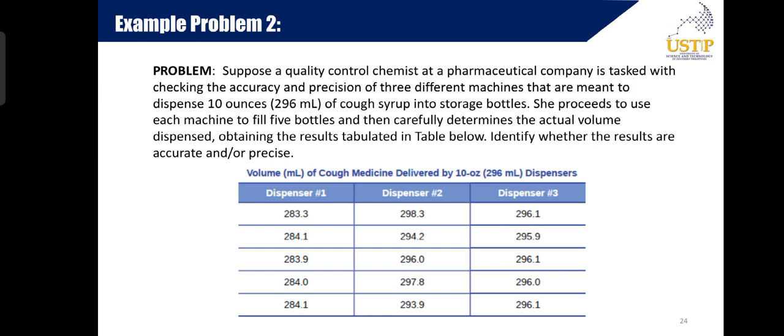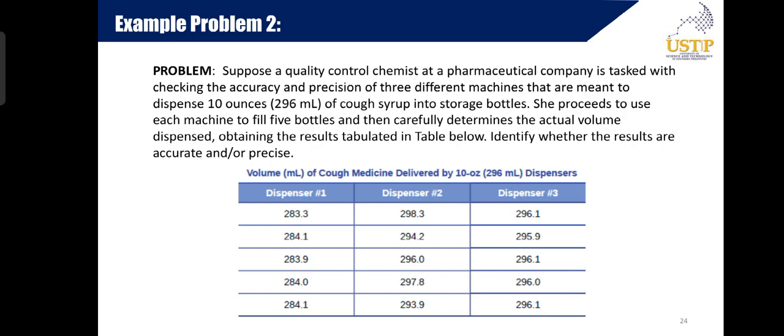What do you think is wrong with dispenser 1? Is it accurate enough? Is it precise enough? Or are they accurate and precise enough? For now, going on to dispenser 2. For the first bottle, it dispenses 298.3 ml. For the second bottle, 294.2 ml. For the third bottle, 296 ml. For the fourth bottle, 297.8 ml, and for the fifth bottle, 293.9 ml.